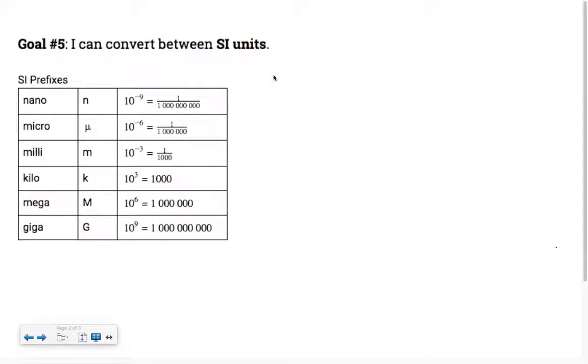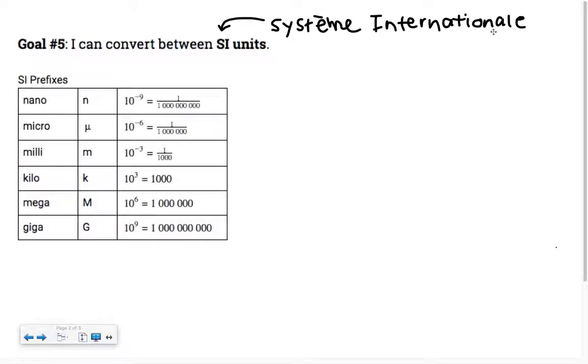So now we're looking at goal 5, converting between SI units. SI here stands not for Sports Illustrated, but Système International, which in English is the international system. And this is the modern version of the metric system. It's the most widely used measurement system in the world.